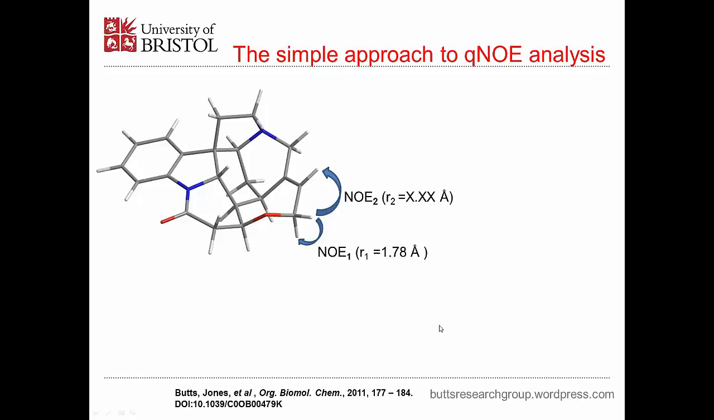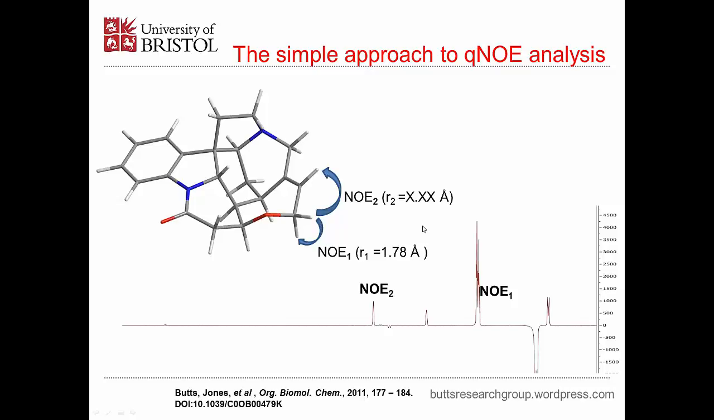So let's see this in a chemical context at least. Here's strychnine, our favourite rigid molecule. You measure an NOE for this proton. You can see NOE1 between the methylene groups and NOE2 between the vicinal protons. And we know the distance between the methylene protons is around about 1.8 angstroms. Out here, 1.75 or 1.85, it's about 1.8.